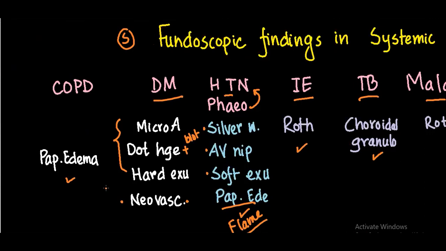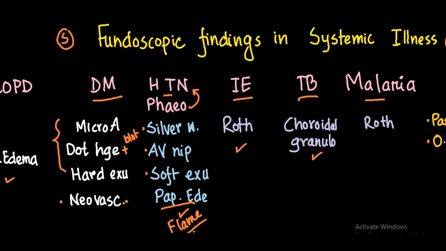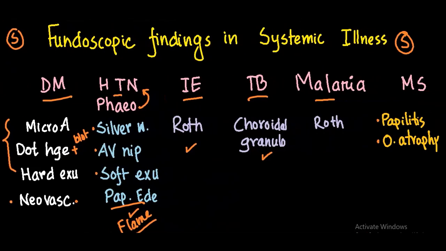If we go in a rapid way, COPD, papilloedema due to carbon dioxide retention. Diabetes mellitus, non-proliferative: microaneurysm, dot and blot hemorrhage, hard exudates, and proliferative is neovascularization. Hypertensive patient, severe hypertension, starting with silver wiring, then AV nipping, soft exudates, and the grade 4 is papilloedema.